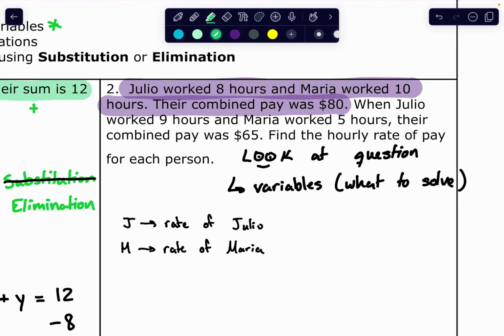Taking a look at the second sentence, when Julio worked 9 hours and Maria worked 5 hours, their combined pay was $65. That second sentence refers to the second equation. It's kind of clustered together.